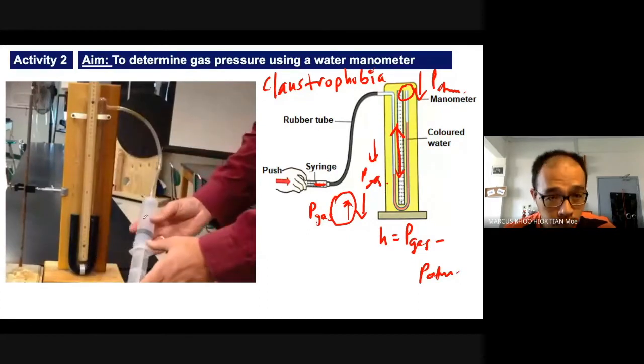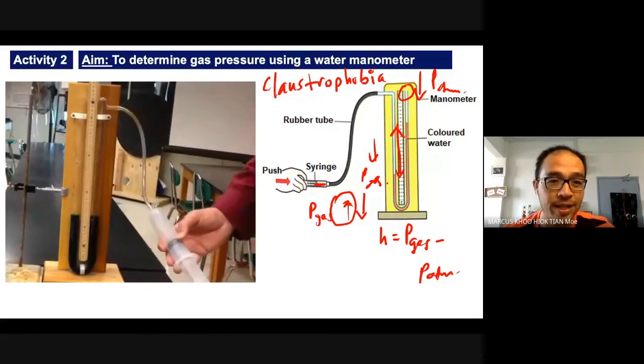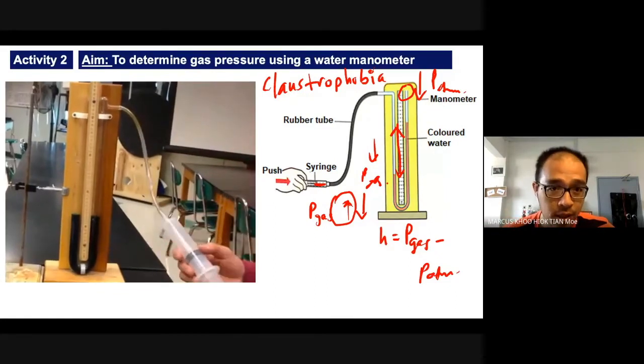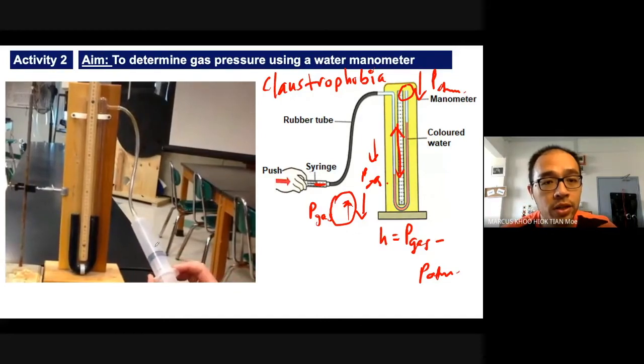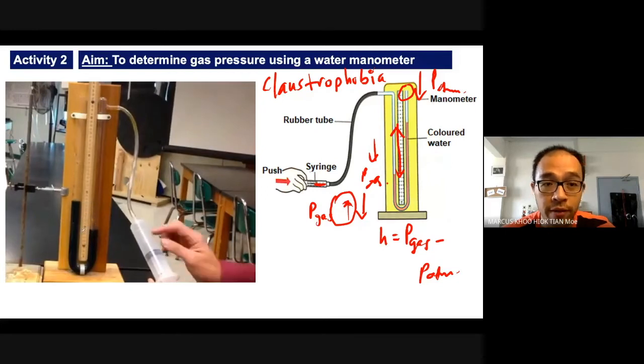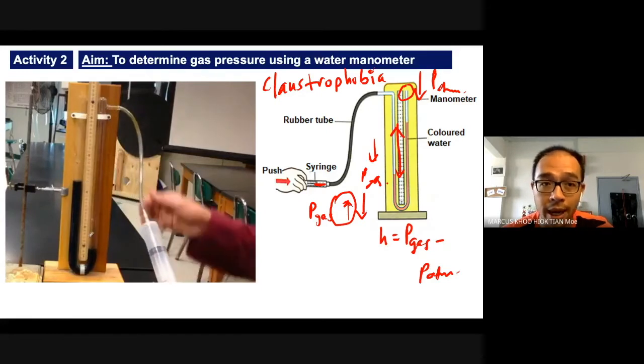So, when he makes the space smaller, the pressure is going to increase. So he's going to push. And then you see that when he pushes, there's going to be a difference of height, because he's forcing the gas molecules into this space. So the gas pressure is going to this one. So the more he pushes it in, the bigger the height.